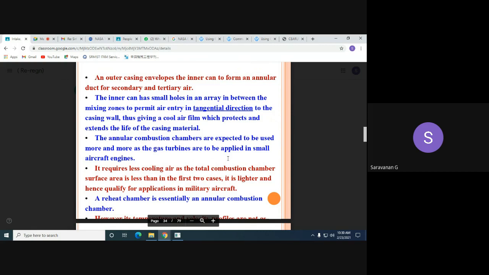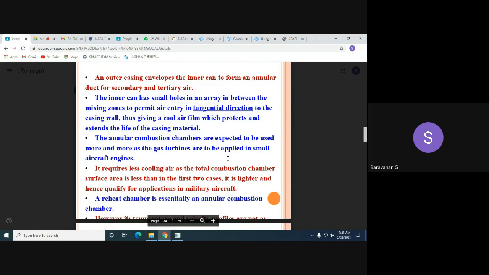So the annular combustion chambers are expected to be used more and more in gas turbines and to be applied in small aircraft engines. It requires less cooling air as the total combustion chamber surface area is less than in the first two cases.